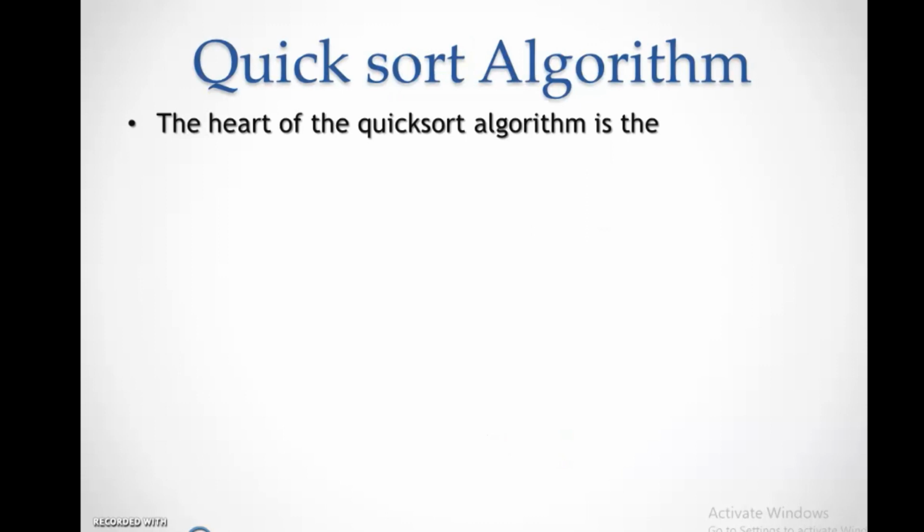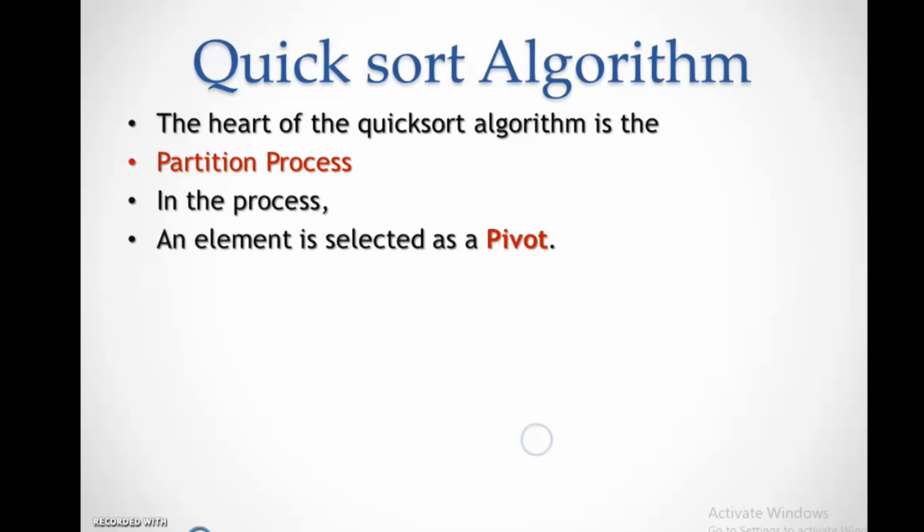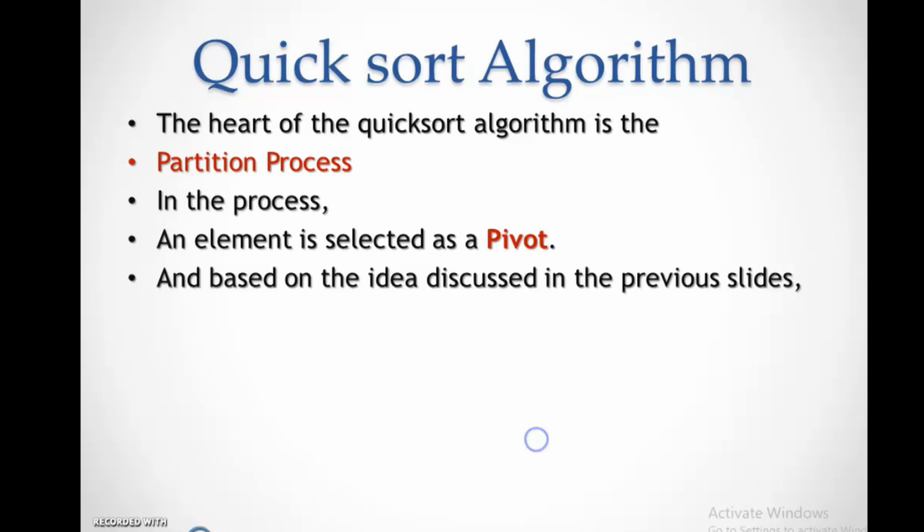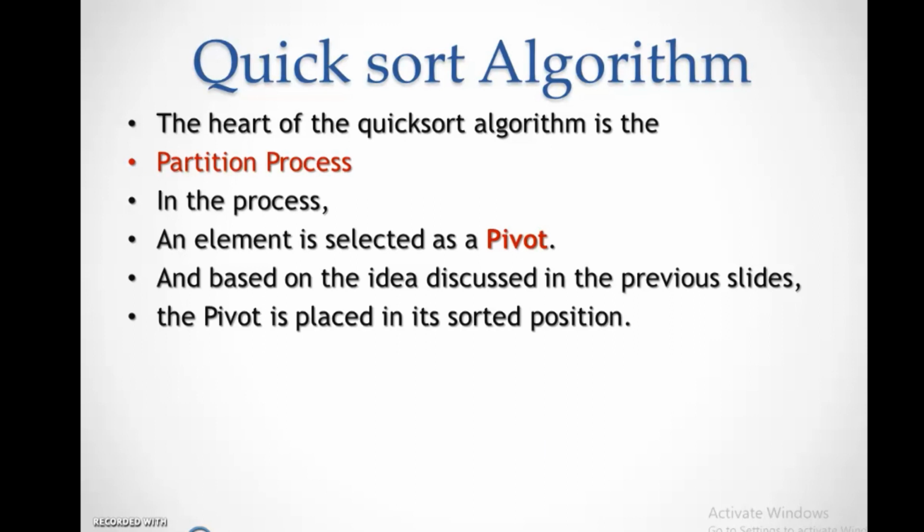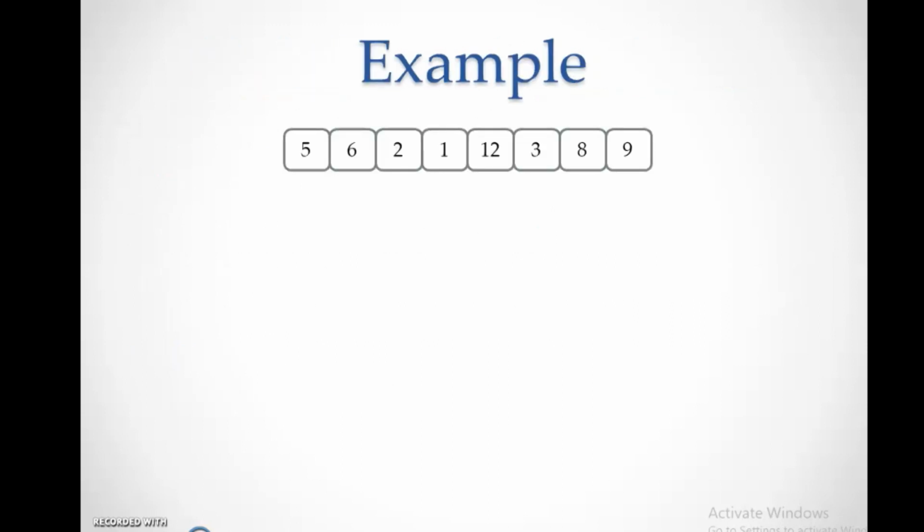The heart of the quicksort algorithm is the partition process. In this process, an element is selected as a pivot, and based on the idea discussed in the previous slides, the pivot is placed in its sorted position. But how? Let's take an example. We consider a list of numbers that are not sorted, and we want to sort them in ascending order. So first we have to run the partition process.